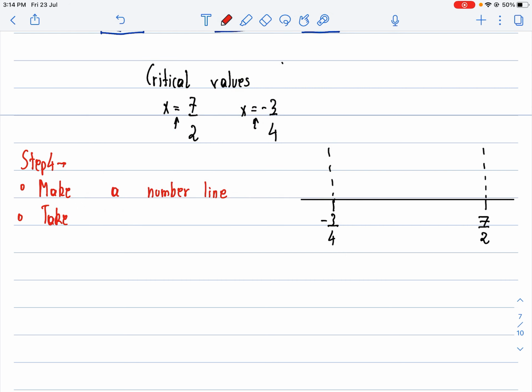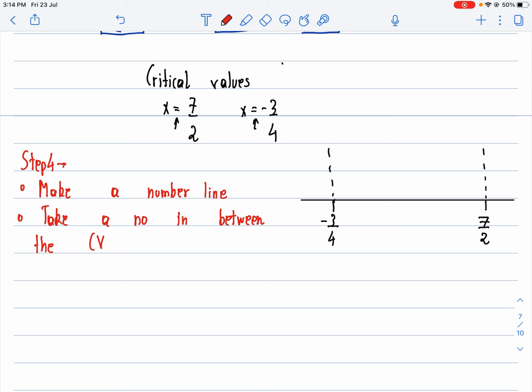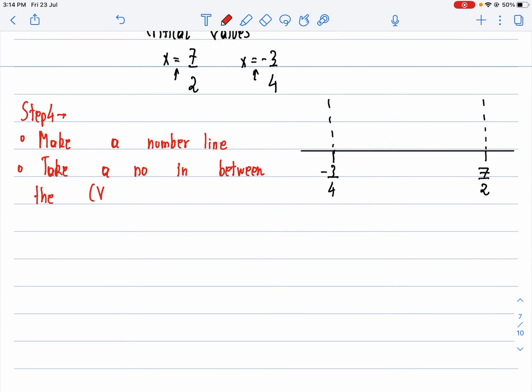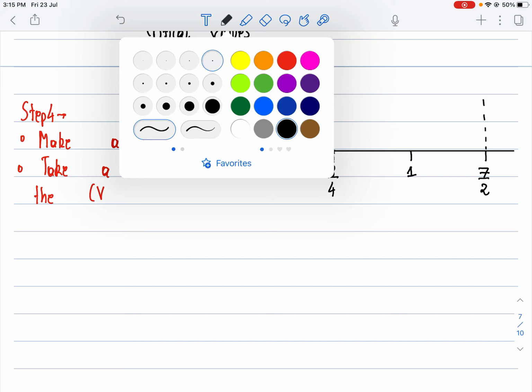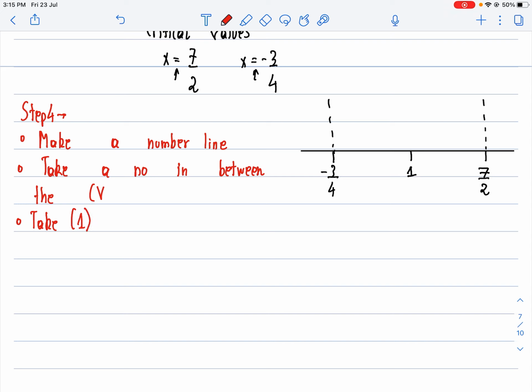Now the next step is basically take a number in between the critical values. I'll write CV. So let's say if I take a number which is 1, it lies between minus 3 over 4 and 7 over 2. Agreed? Now take this number 1. Take any number basically. In this case it's 1.